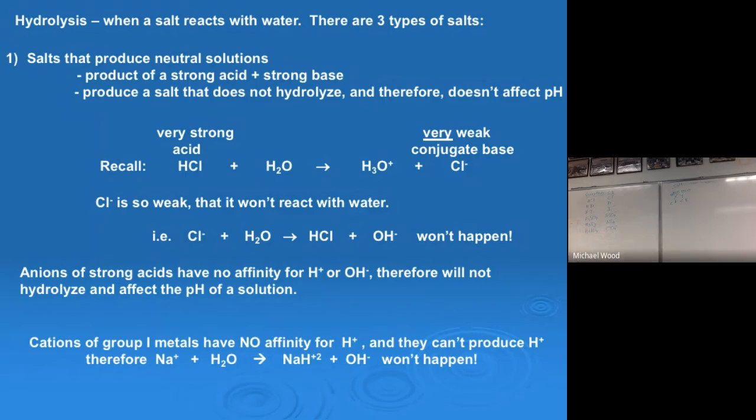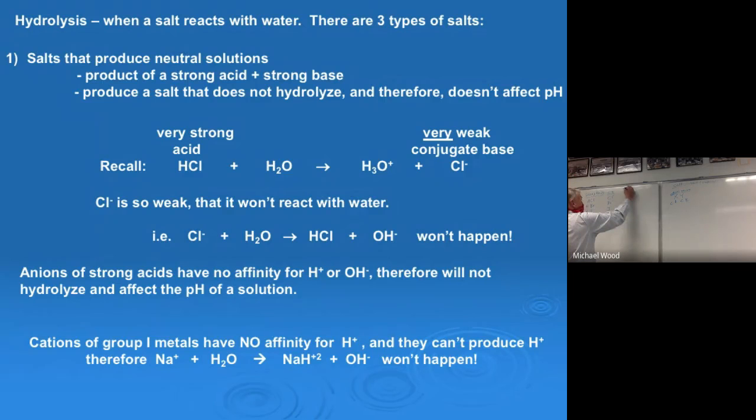Okay, so the principle was the conjugate base of a strong acid is such a weak base, it can't hydrolyze water. So if we see these as the anion, they're going to have no effect on the pH at all. But if we see another anion that's not from this list, it's going to make a basic solution. And I'll do an example of that.